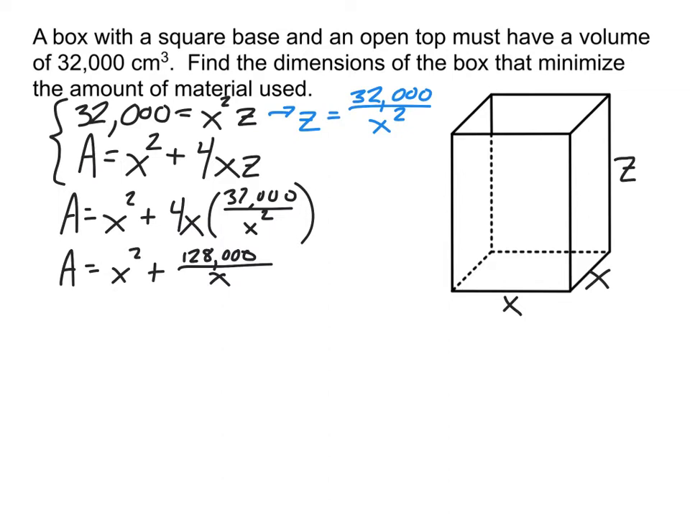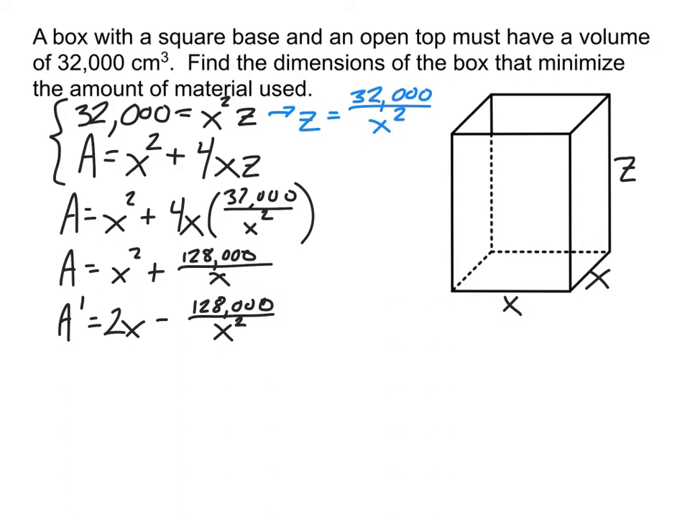That's about as good as we can make it, though, going forward. So now it's time to go ahead and find the derivative. When finding this derivative, the x squared, that's pretty easy, right? But then the 128,000 over x, remember you don't have to use quotient rule there. I mean, you can if you really want to. But you don't have to, because that's the same thing as 128,000 times x to the negative 1. So just use power rule. It gives us a negative 128,000 x to the negative 2.